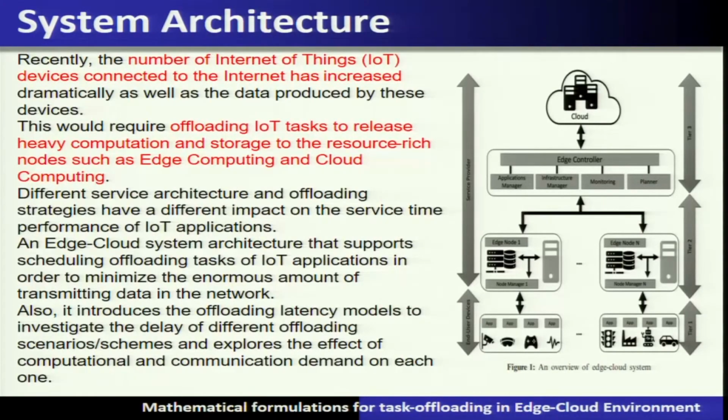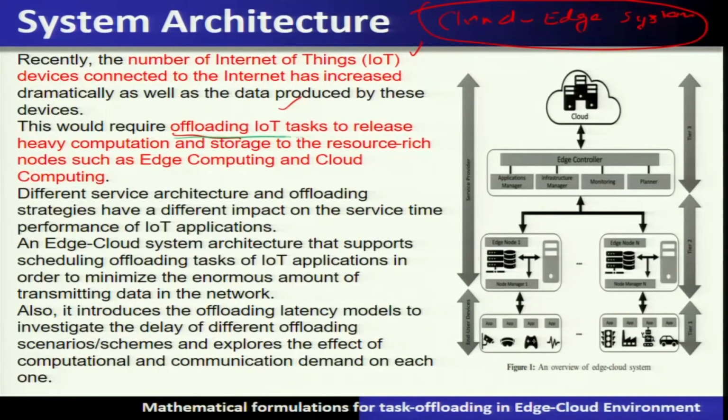Let us get started with the system architecture of a cloud edge system. So, as we have pointed out, we are saying again that the number of Internet of Things, that is IoT devices which are connected to the internet, has increased dramatically, as well as the data produced by these devices is also increasing day by day, and therefore support from the cloud is very much needed to manage or to evolve this era of billions of IoT devices, which is useful for automation.